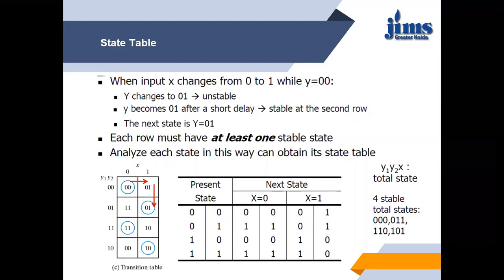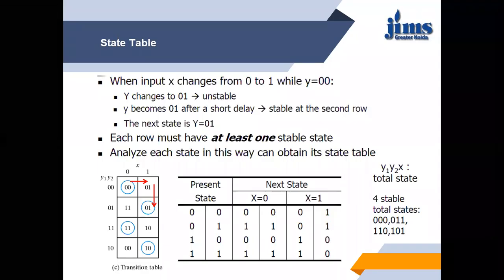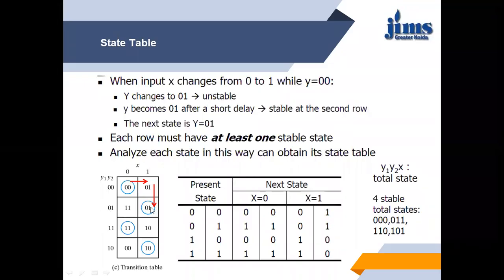So here the total stable state is known as y1, y2 and x. Whichever is circled, there are 4 total stable states. The first total stable state is 0, 0, 0. The next are 0, 1, 1; 1, 1, 1; 1, 0, 1 and so on. So these are the four stable states. Looking into a transition table, we can find out the total stable states just by looking at the circles.